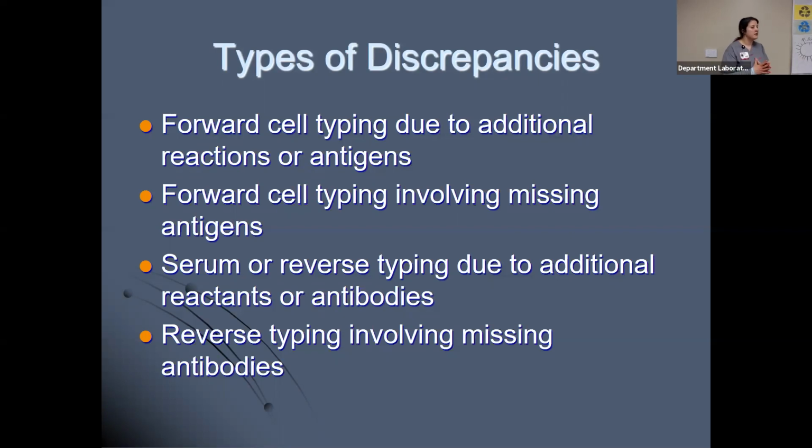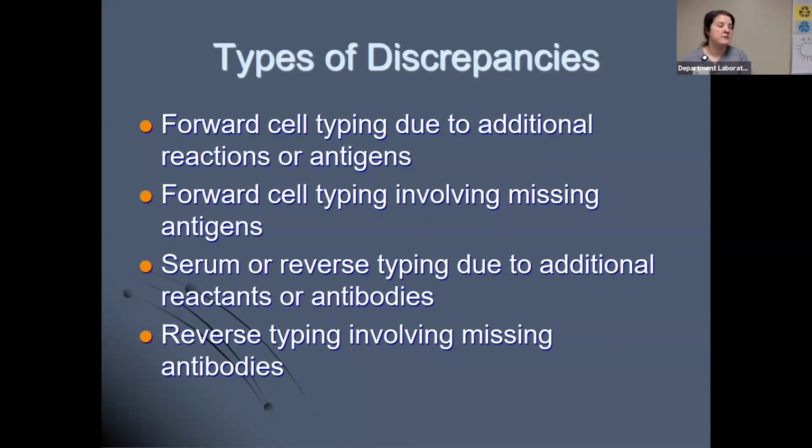So as you look at these discrepancies, you have to ask yourself, that's why I have you practice, what's your forward interpretation, what's your reverse interpretation? And now I'm going to ask you, which one is the discrepant result? Why does it not make sense to you? Okay, and you're always going to look for that weaker reaction or maybe the missing reaction.